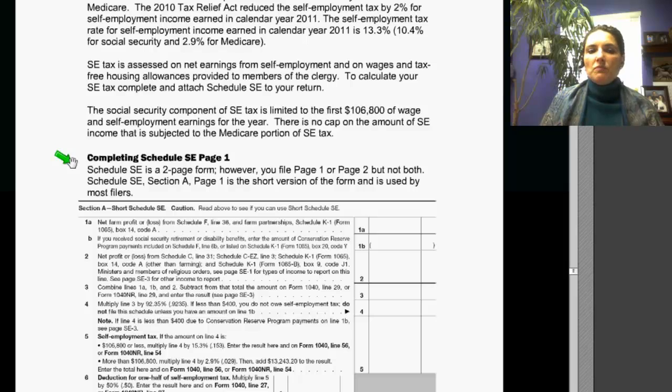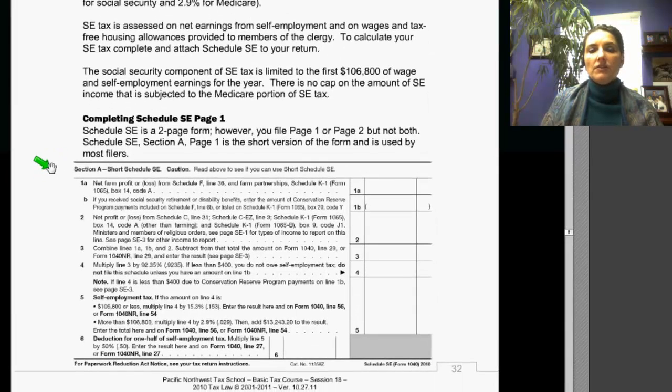Schedule SE is a two-page form. However, you file page 1 or page 2, but not both. Schedule SE, Section A, page 1 is the short version of the form and is used by most filers. And here is the part of the form that you fill out. You can see that it offers space to enter your net profit or loss from Schedule F, net profit or loss from Schedule C or C-EZ, or from a K-1 from a Form 1065, which is a partnership K-1.